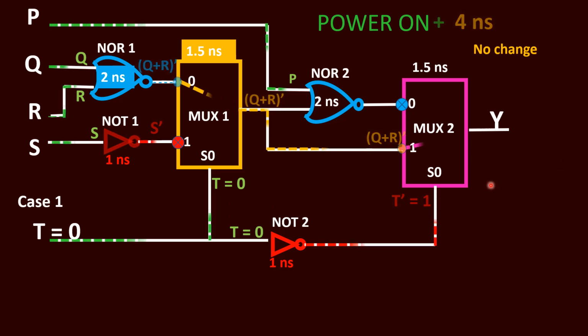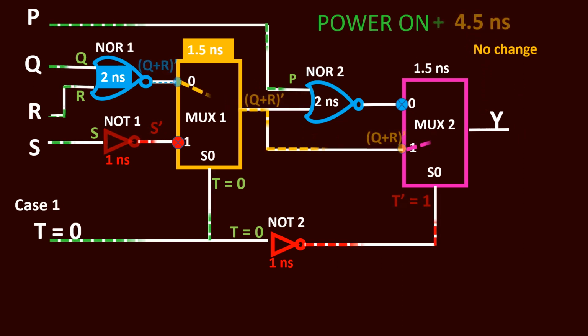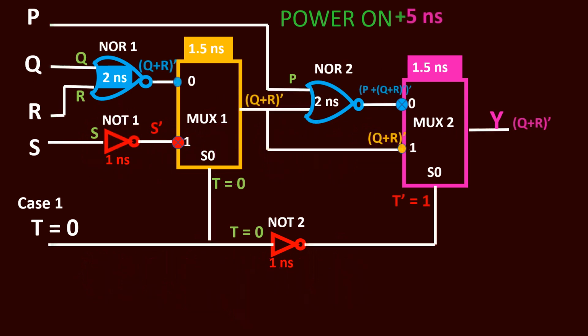So by 4 nanosecond, we don't have any other change because this propagation delay is 1.5 nanosecond. So we have crossed this 2 nanosecond plus this 1.5 nanosecond. That means 3.5 nanosecond. After that, it is going through this 4 nanosecond. Then 4.5 nanosecond, nothing would happen.